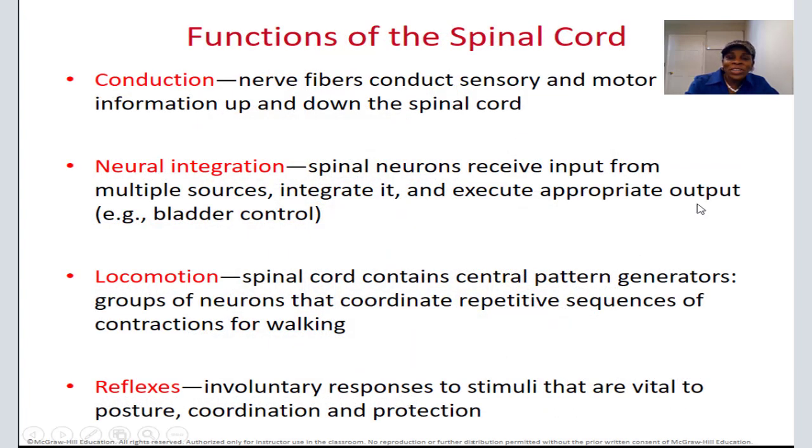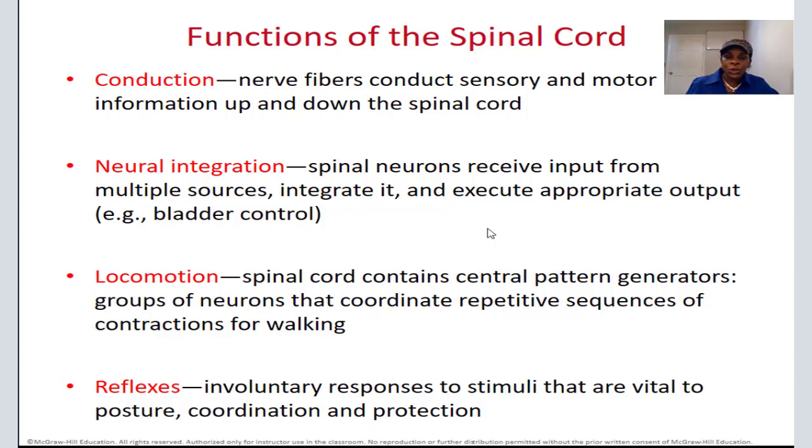What is the function of the spinal cord? Conduction. If you think about it, the information that we receive has to go through our spinal cord to get to our brain. And the brain has to give a command to come down to the organ. That is done through the spinal cord. That's why we say conduction.